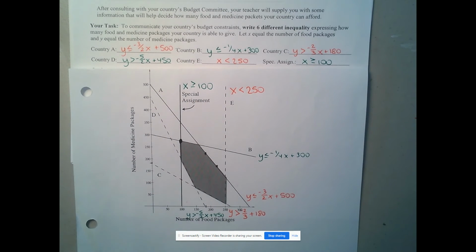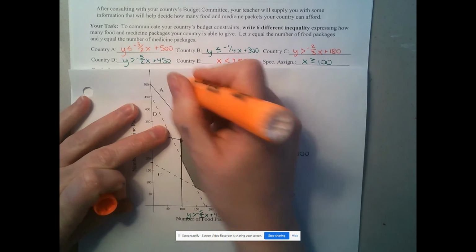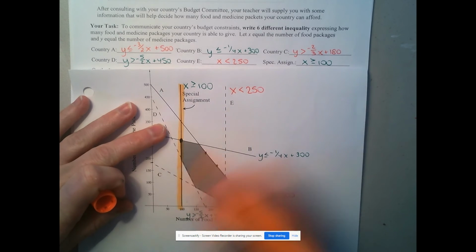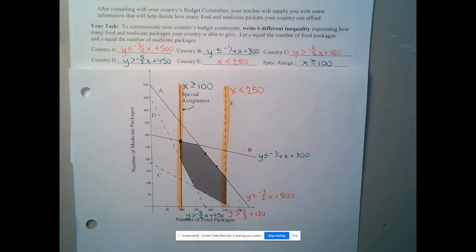So first of all, we know everything has to fit between those two vertical lines, right? So we've got special assignment and we've got country E. Everything has to be in between those two. Those are two cutoffs that are very quick and easy to find. Everything else has to stay within that boundary, either above or below each of the boundary lines.